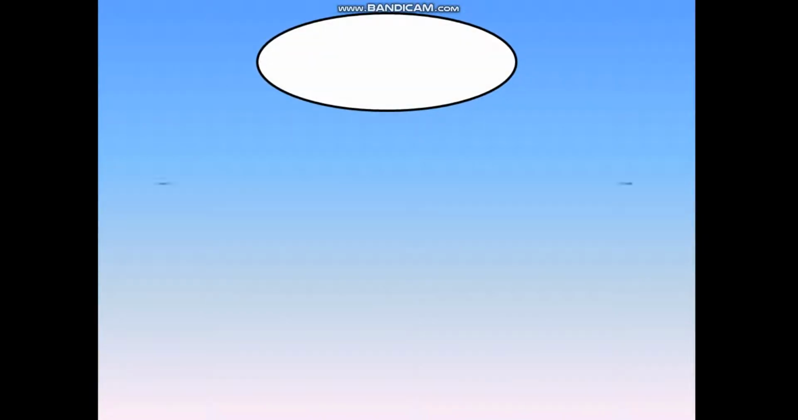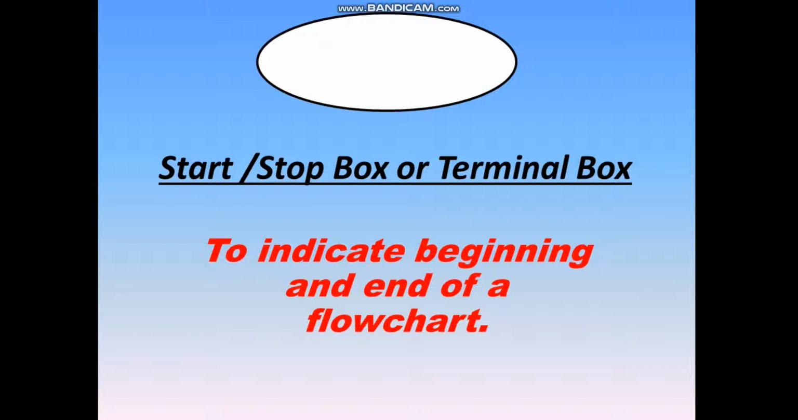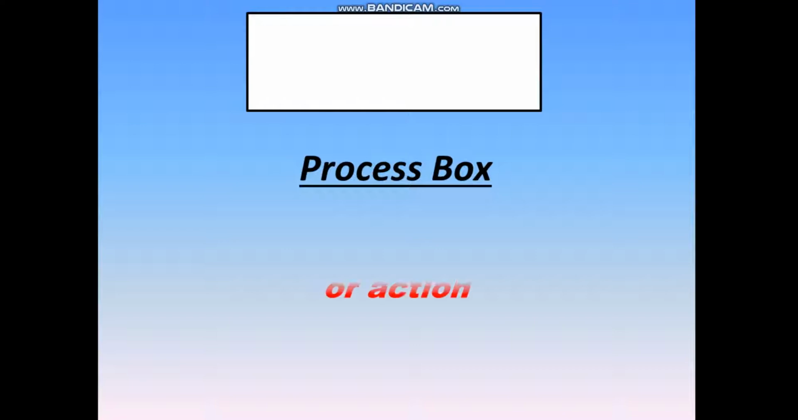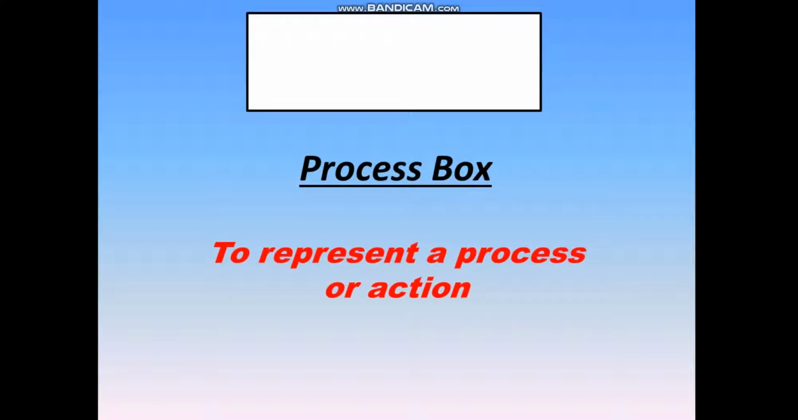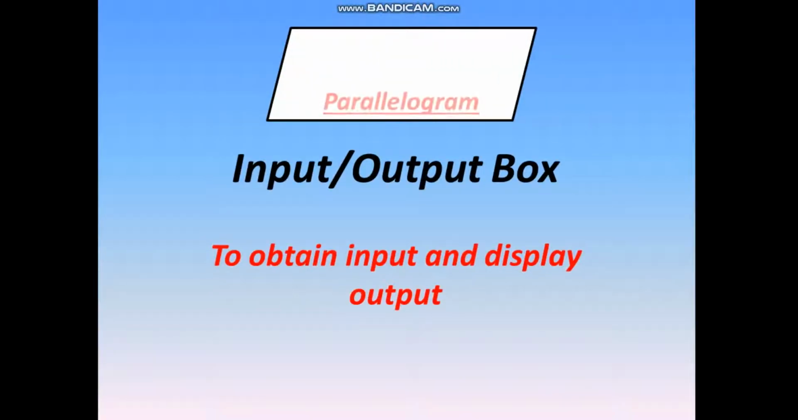In the previous video, I also explained the different symbols used. Once again, I am just showing you the symbols. The first symbol was the start and stop box, known as the terminal box. It is used to begin or end a flowchart. After that, the process box, which is rectangle in shape, is used to process any action. Third one, the parallelogram input output box. It is basically used to obtain input or display the output.